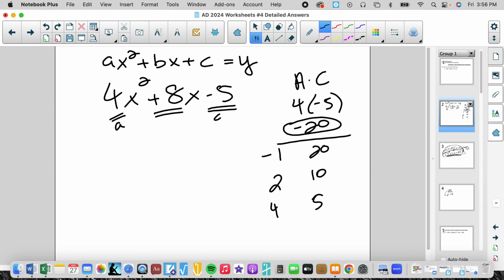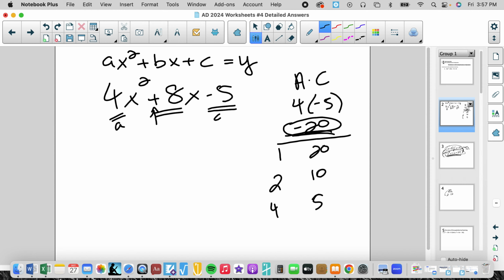So I don't know if it's -1 and +20, or is it +1 and -20, because the product of these two numbers has to equal -20. So one has to be positive, one has to be negative. That's the only way you can get a negative through a product. So in order to find out, I look here.